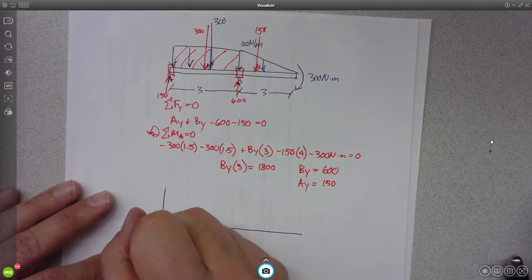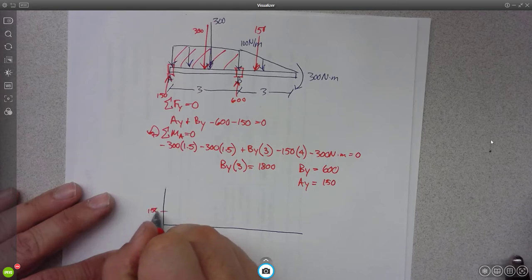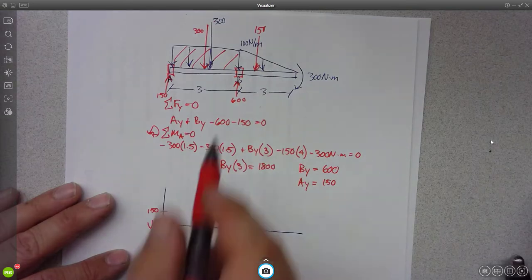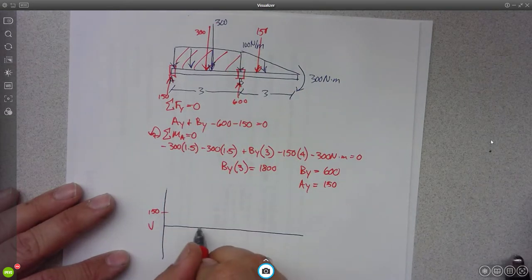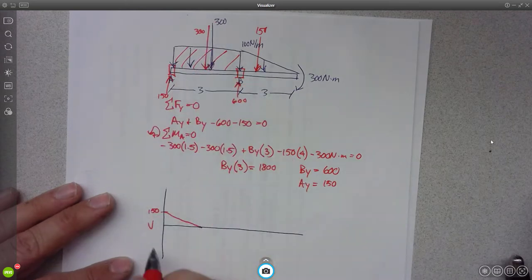Okay, so here's shear. I jump up 150 right at the beginning, I then have a negative slope of downward of 100 newtons per meter, and I go over 1.5 meters, so I go down to zero. Then I jump down 300.